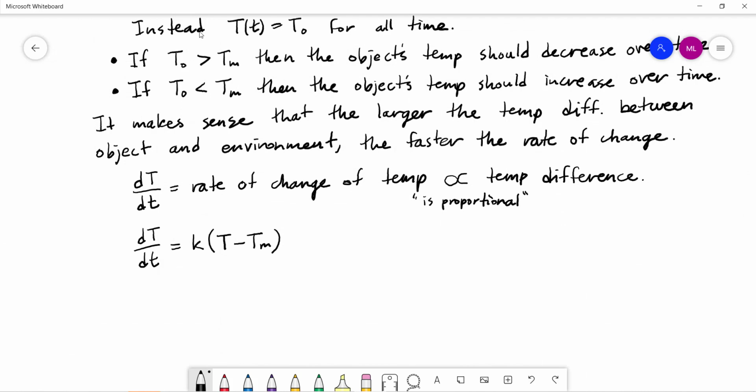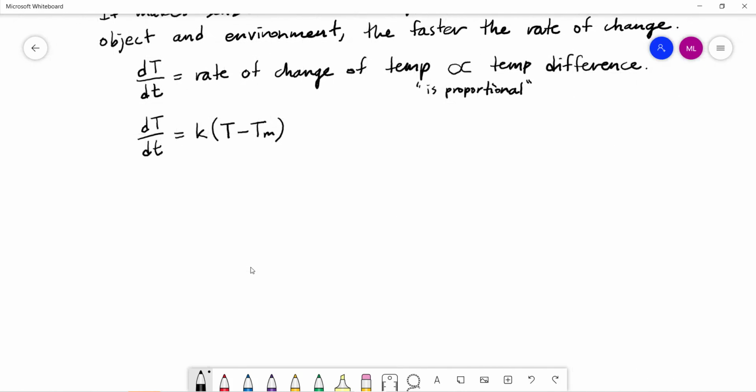Well, if we look at these two bullet points here, these have to do with the fact that we want hot objects to cool off to room temperature, and we want cold objects to heat up to room temperature. So we need that to be reflected by our model as well. So I want to think about what are the properties of this value k. What do we know about k?